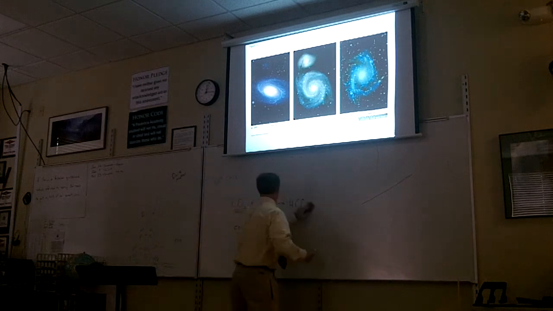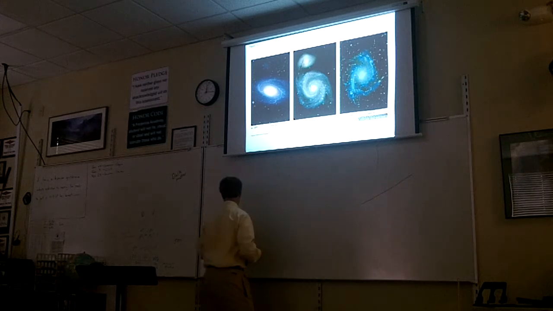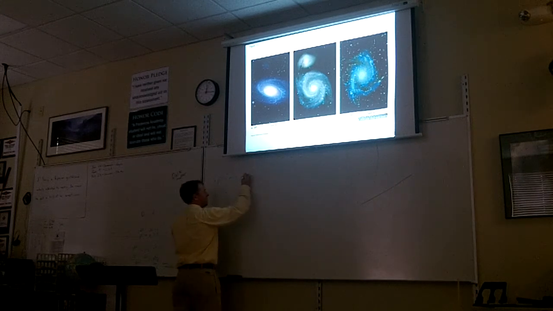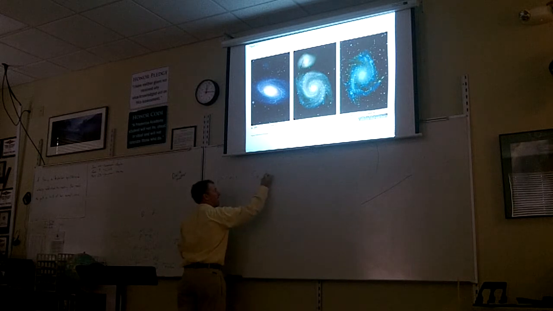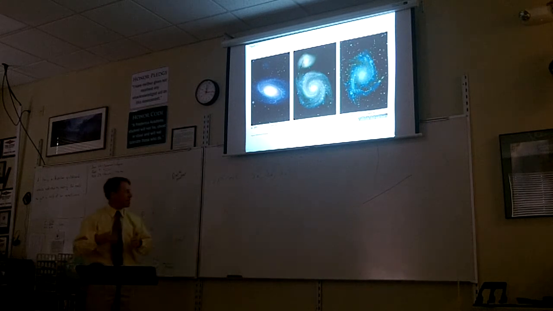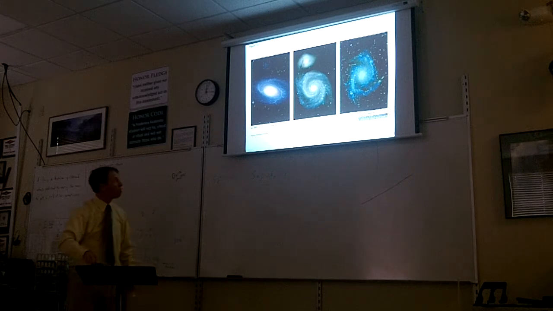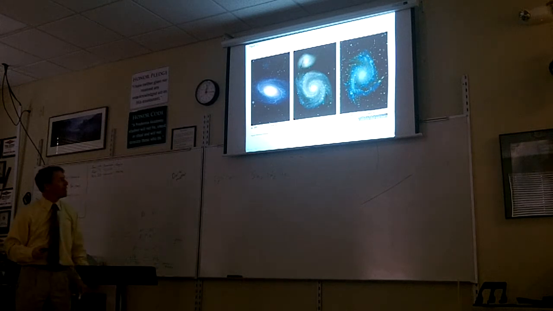Put them up here so you can see. A is the tightest. SA, SB, and SC. A is arms held tightly. C is arms held loosely. Again, a galaxy might be 100 billion stars or more. Our galaxy has about 400 billion stars.